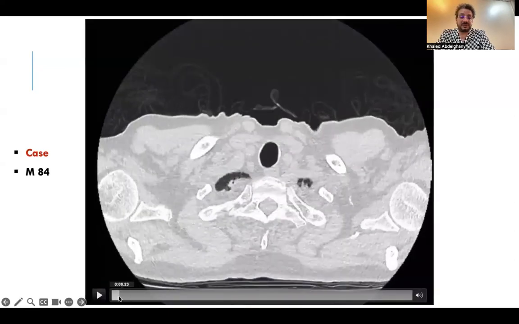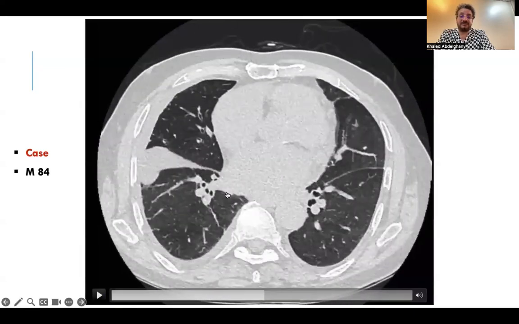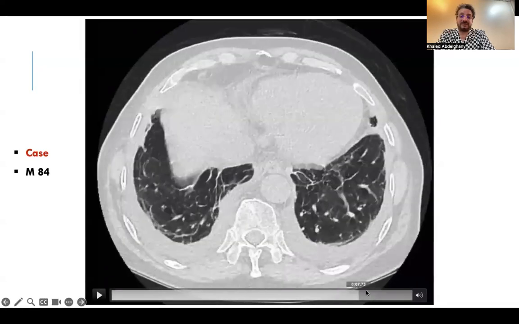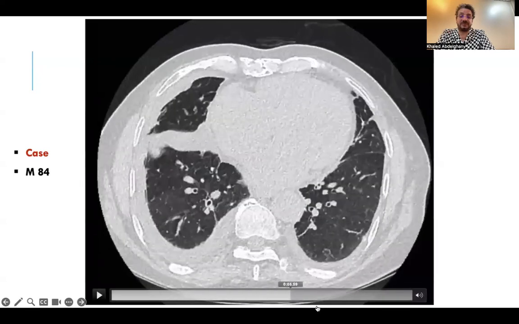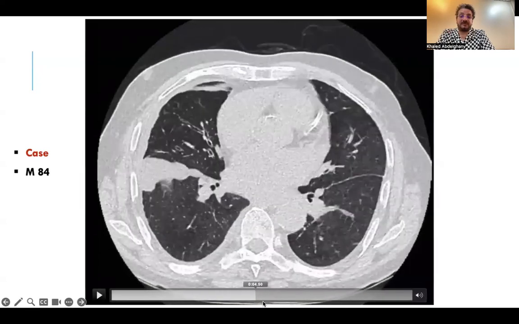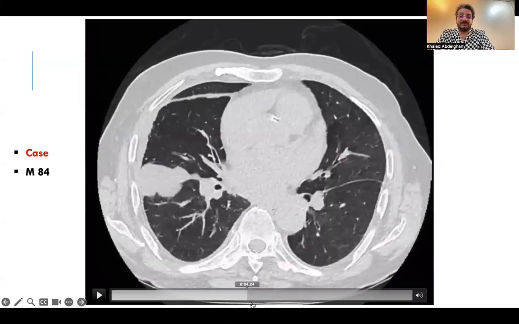Here we can see again the heart: the left atrium enlarged, right atrium enlarged, left ventricle, we have multiple chamber enlargement, cardiac chamber enlargement. We have atherosclerotic changes of the coronaries.